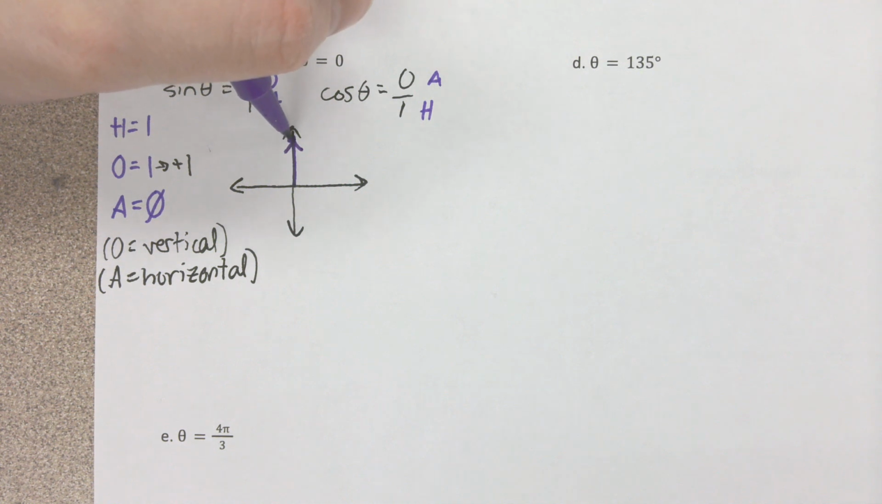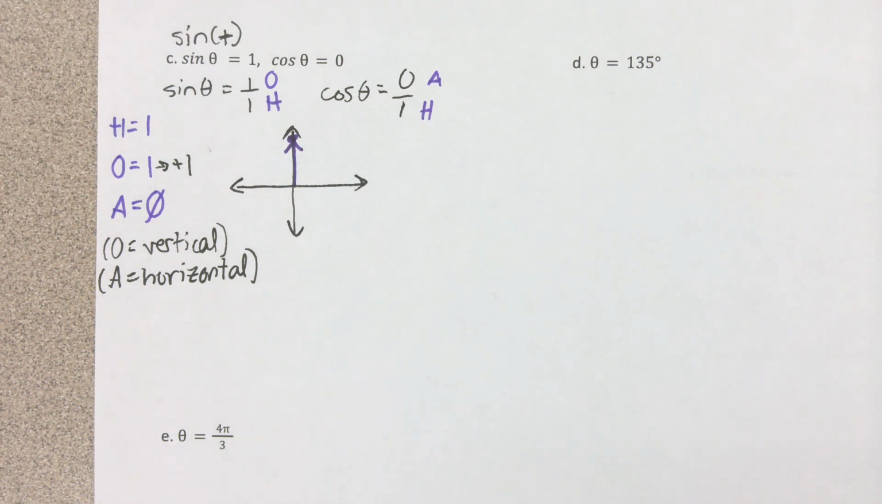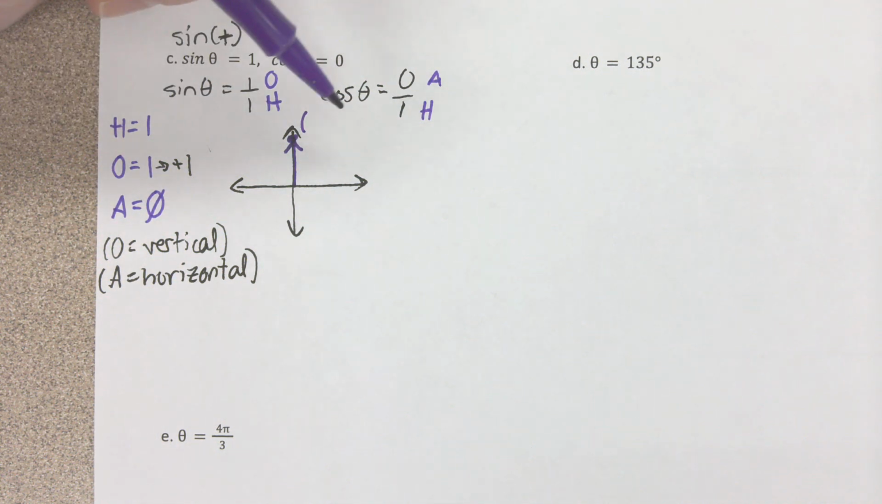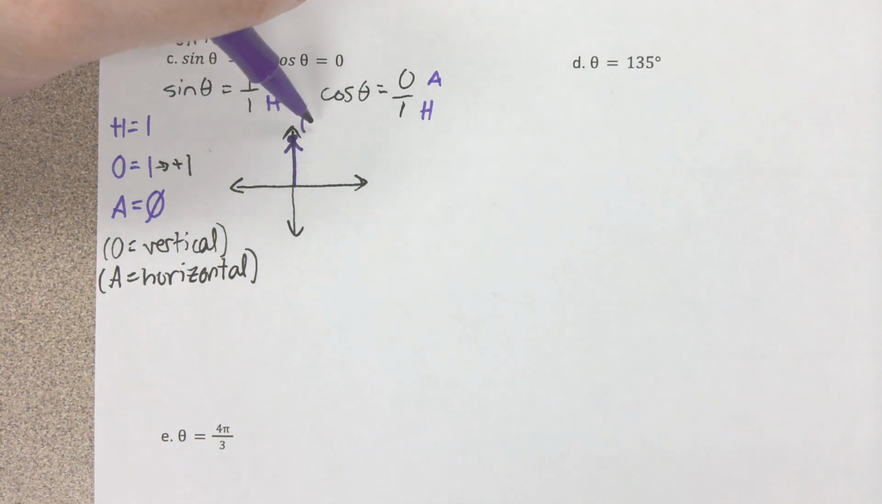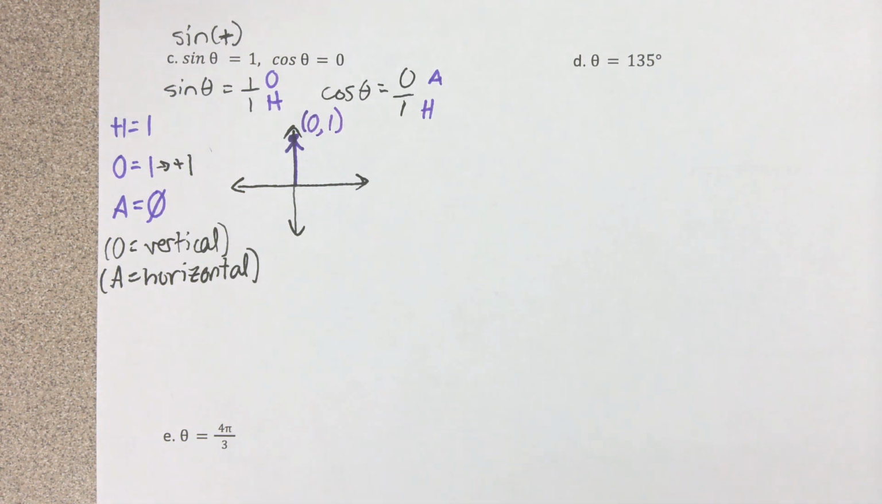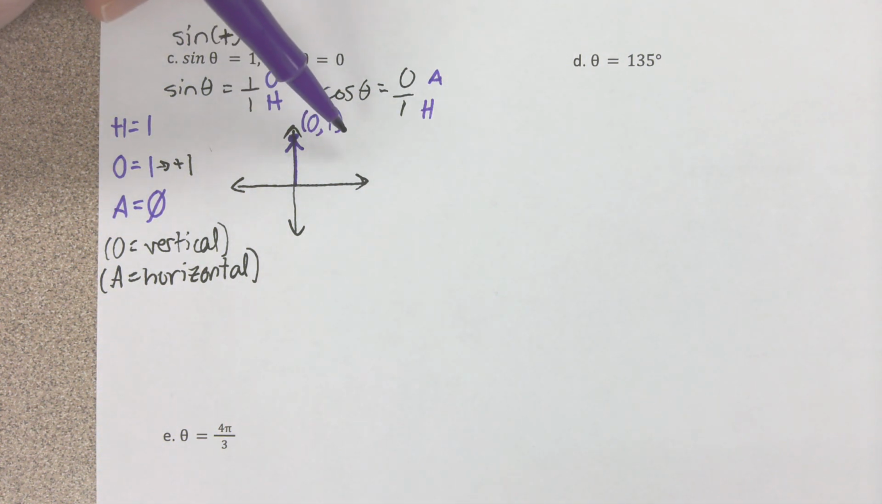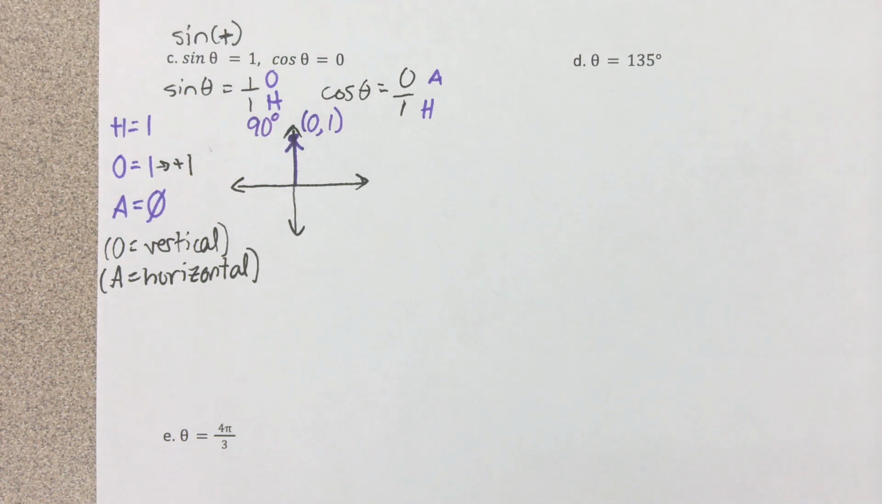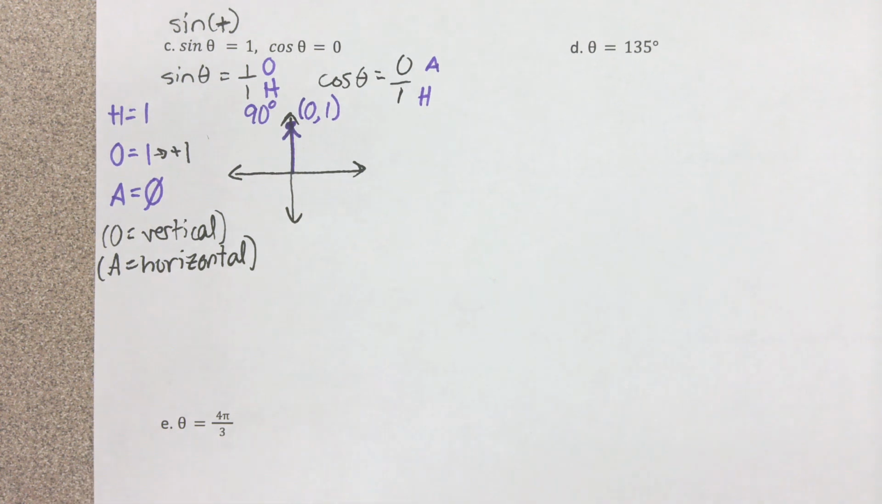And reminder, these quadrantals are actually on specific points. They go out to a certain point. This point is the point (0, 1). And at the point (0, 1), we have 90 degrees. This problem doesn't specify degrees or radians, so we'll just go with degrees. We have found our quadrantal.